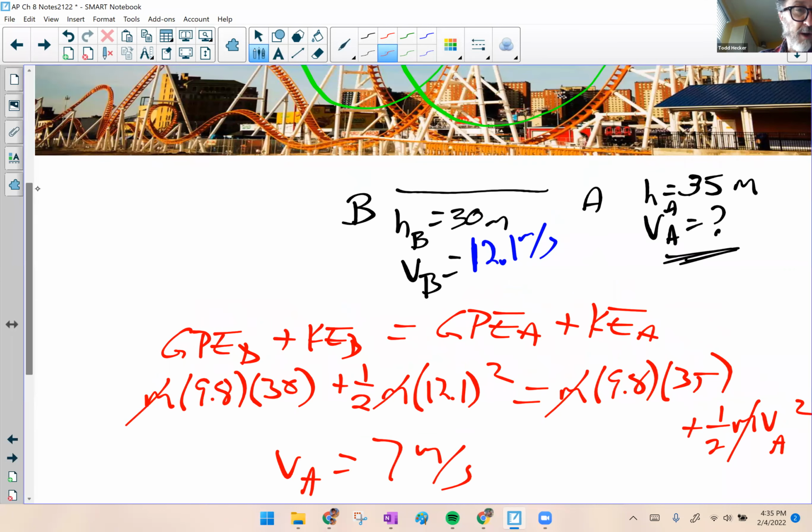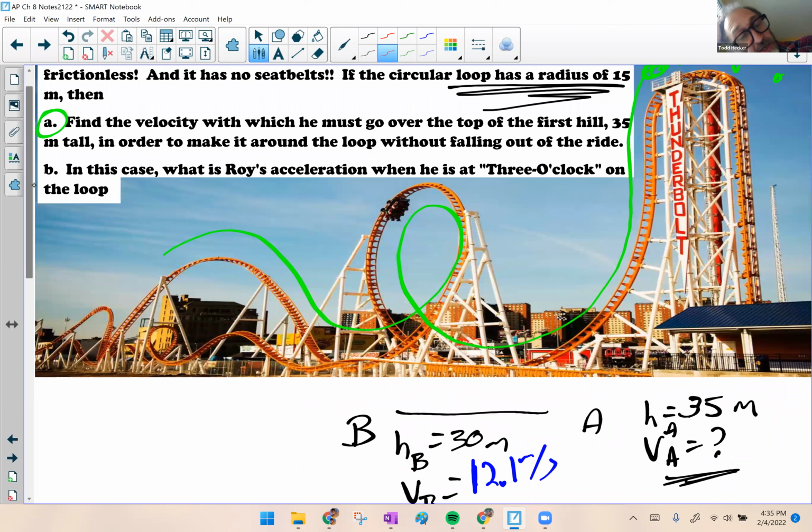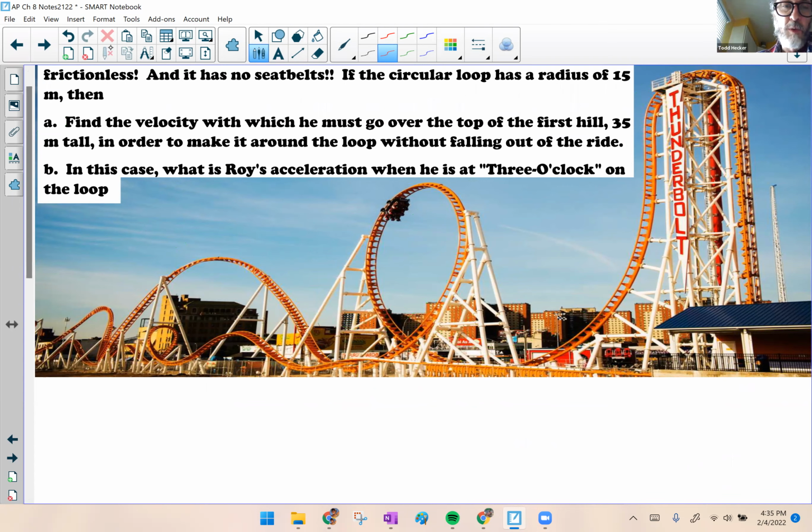So now here's the next part of this. That was the answer to part A. Part B says, in this case, what is Roy's acceleration when he's at 3 o'clock on the loop? All right, so let me clear my screen here. What we're trying to figure out is when Roy gets to this point right here. Oh, that wouldn't be 3 o'clock. Oh, shoot, that would be 9 o'clock, wouldn't it?